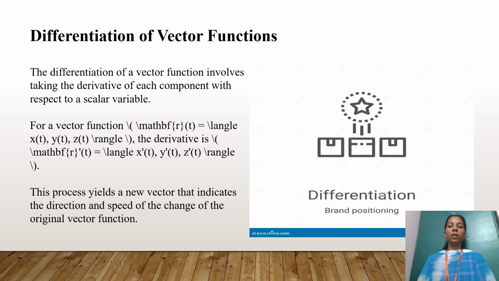Next, differentiation of vector functions. It involves taking the derivative of each component with respect to the scalar variable. Here we can see for a vector function x of t, y of t, and z of t, the derivative is x dash of t, y dash of t, and z dash of t. This process yields a new vector which indicates the direction and the speed of change of the original vector function.